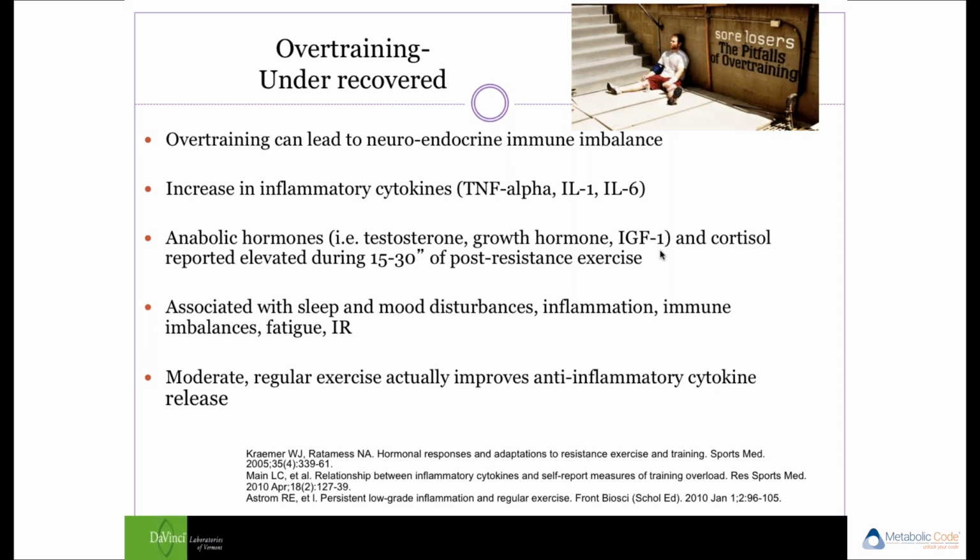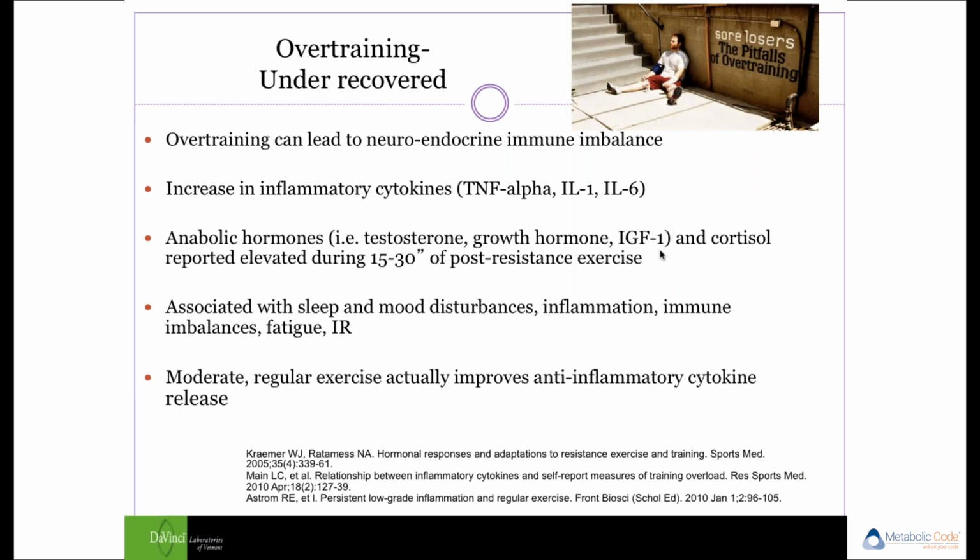But what happens in overtrained individuals, meaning they're doing too much exercise, they're not allowing for rest and repair? Well, that means they're just in a chronically metabolically stressed state. And this overtraining can lead to neuroendocrine immune imbalances. So as a result, there's an increased baseline of inflammatory cytokines. There's loss of anabolic hormones as well, so there's lack of repair.